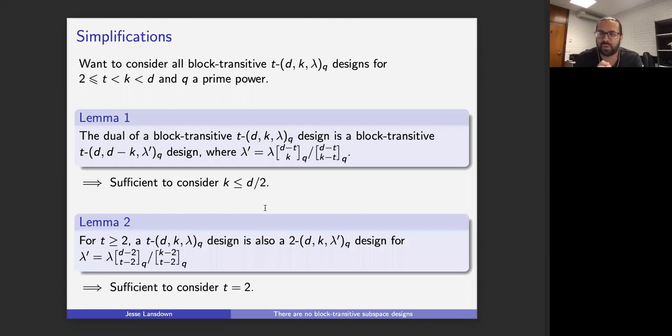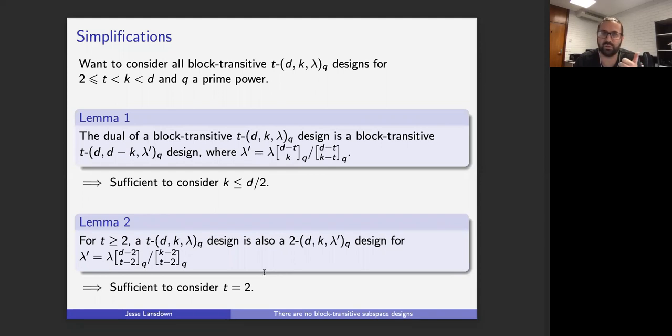And then secondly, we can actually constrain ourselves to the case where T equals 2. And the reason for that is because if we take any T design where T is greater than or equal to 2, then it's also a 2 design. And so we have the block set is unchanging. So the automorphism group is unchanging, but our perspective is changed. We're considering the blocks with respect to two-dimensional subspaces instead. And so of course, that means that the number of things that they're contained in will change. But yeah, so these two together are quite helpful.